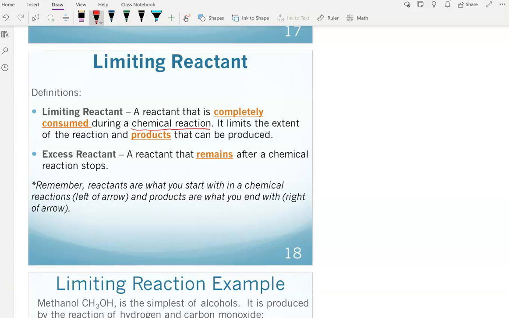So if you are reacting two things, so let's say A and B together to make AB, and A gets used up first, well, that's going to limit then how much product you can make of the AB product. So remember, reactants, those are on the left side of a chemical reaction and products are on the right side. So typically in a chemical reaction, you'll have two things that are reacting together, and one of those will get used up first, and that's going to limit how much product you can make.